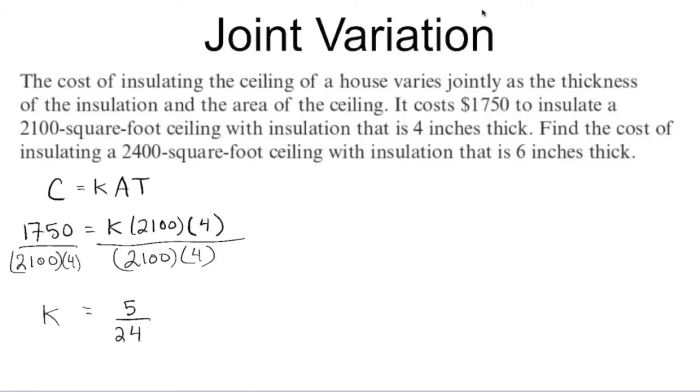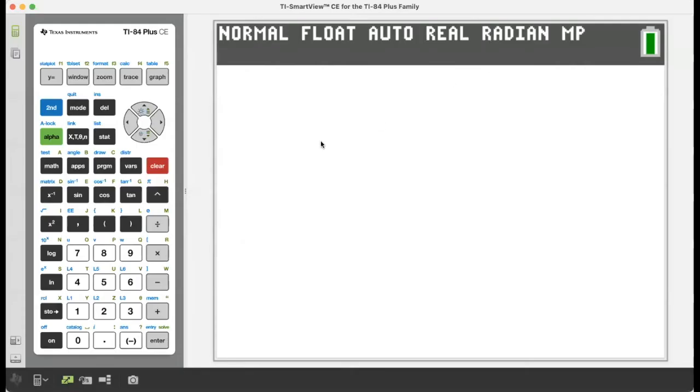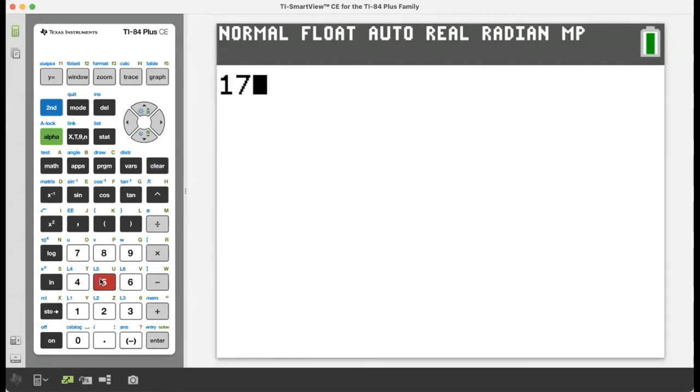I'm going to show you a quick little trick with your graphing calculator. So we're at our graphing calculator. I'm just going to show you the calculation. So I've got 1,750, and that is going to be divided by, and I have to put in parentheses, the calculation of 2,100 times 4. And I make sure I put it in parentheses so that order of operations will do it in the correct order.